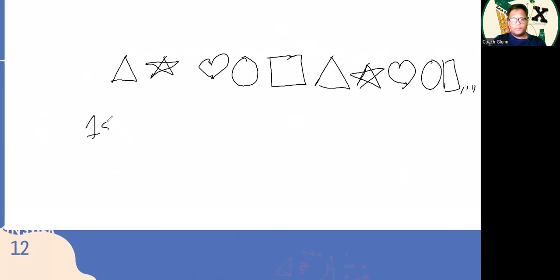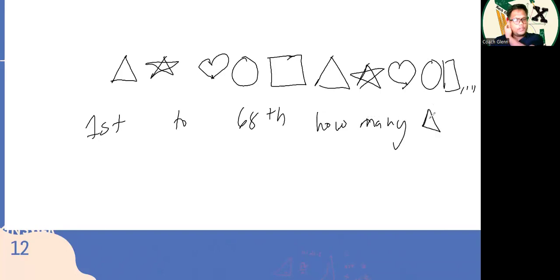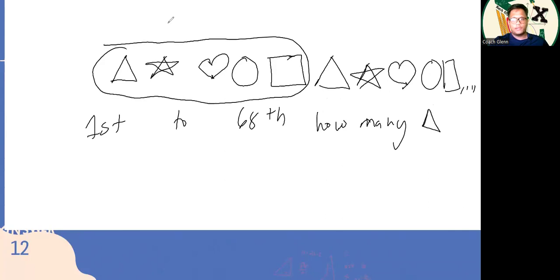Okay, from first to 68, how many triangles? Okay, so the first thing that we can do is figure out the pattern. So the observable pattern is this one. So this is our pattern. So that's 5 figures per pattern. Okay, so we have 5 figures per pattern.